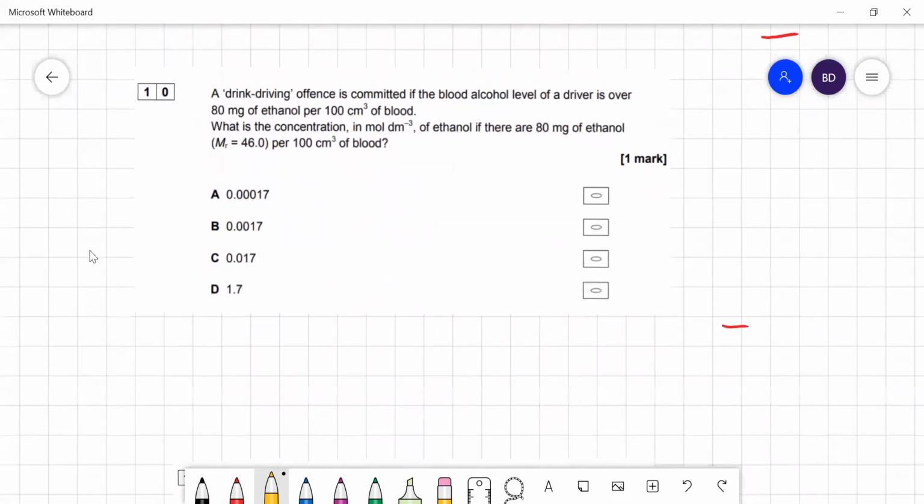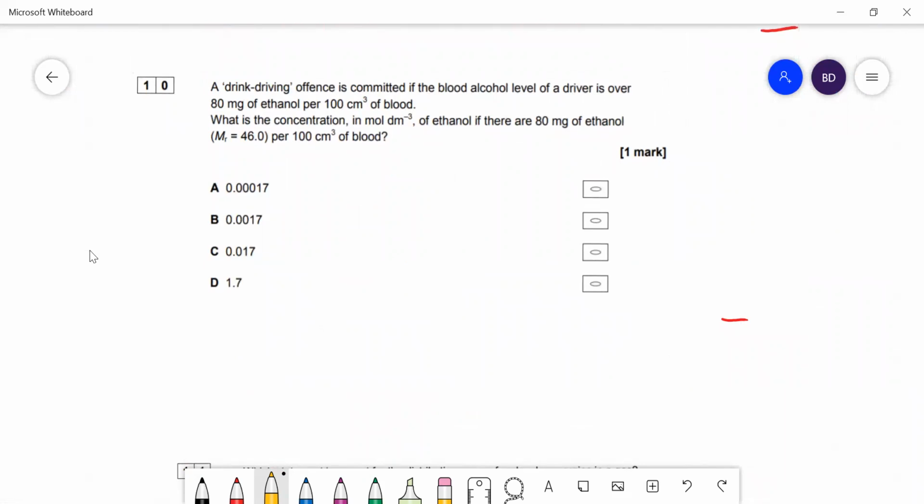Okay, now we're on to the multiple choice section of this paper. Right, the drink driving offence is 80 milligrams of ethanol per 100 centimeters cubed of blood. And we've got to convert the concentration into moles per decimeter cubed. Okay, so the first thing we're going to do is work out the moles of ethanol in 100 centimeters cubed.